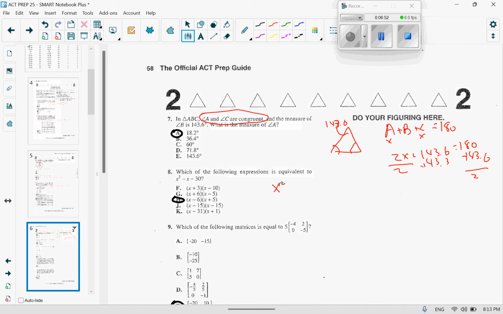Here we're just factoring. So what multiplies to -30 that adds to -1, that would of course be -6 and +5.